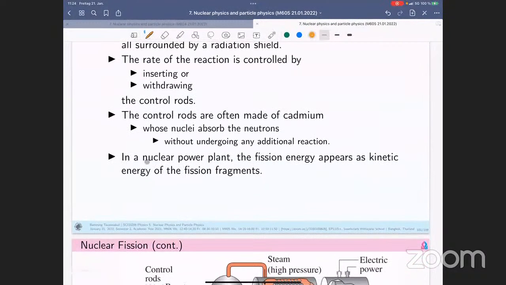Okay, in a nuclear power plant, the fission energy appears as kinetic energy of the fission fragments. That's the main source of energy we use in nuclear power plants. Okay, we have to thank the physicists and the scientists for creating these things.